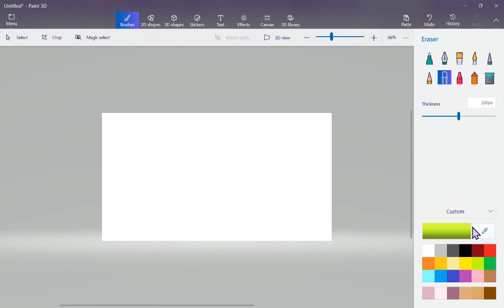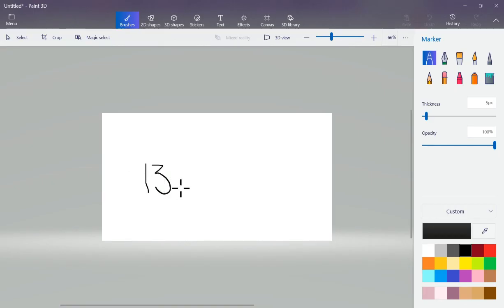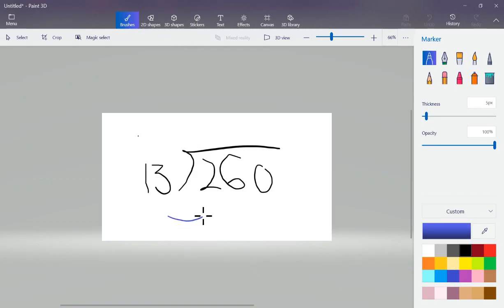Let's try to do 260 divided by 13. You see how that's a big number and this is now like 2? We're still going to use the same method. So how many times does 13 go into 26? Well, 13 times 2 is 26. So it goes into it 2 times. Then we have a 0. Then we do 0 and that's it.